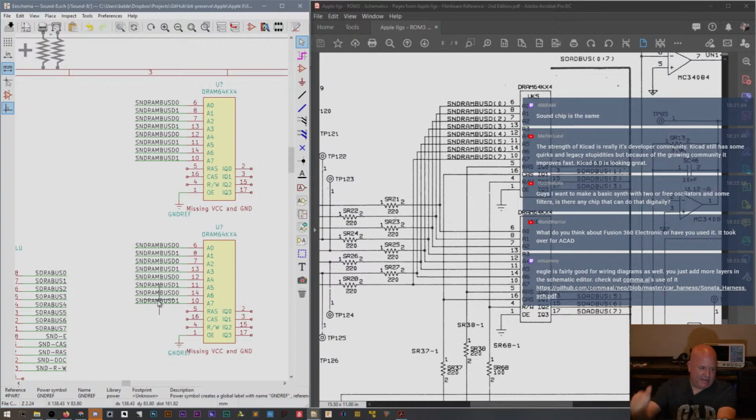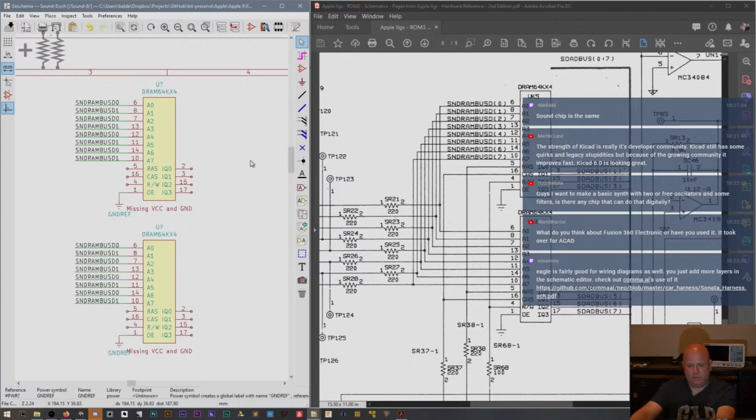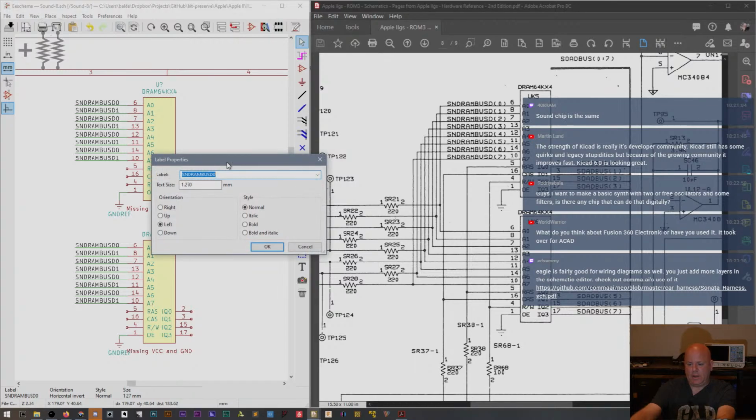So Martin says KiCad 6 is looking great. Yeah, maybe at some point I need to find time to play with the nightly builds to see where it's at. It seems like, I guess it's been about a year since 5.0 came out.